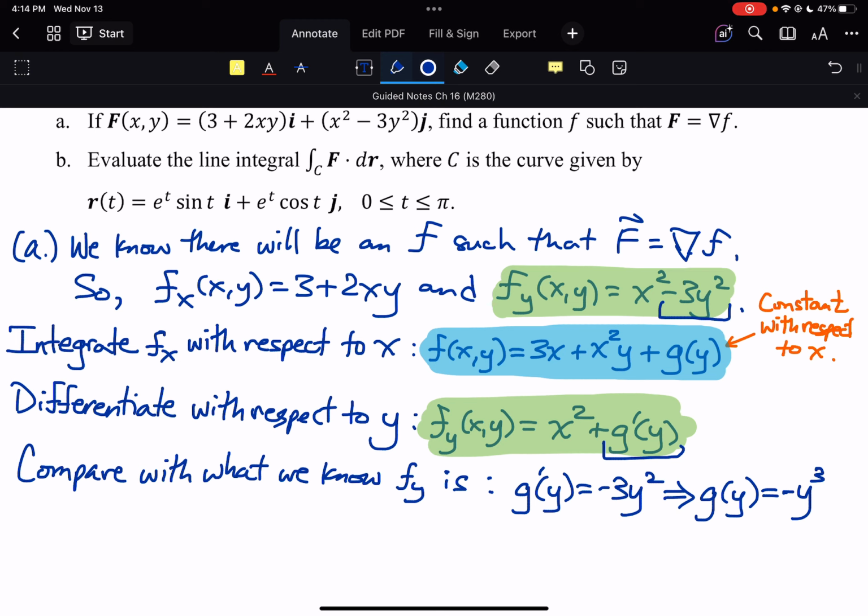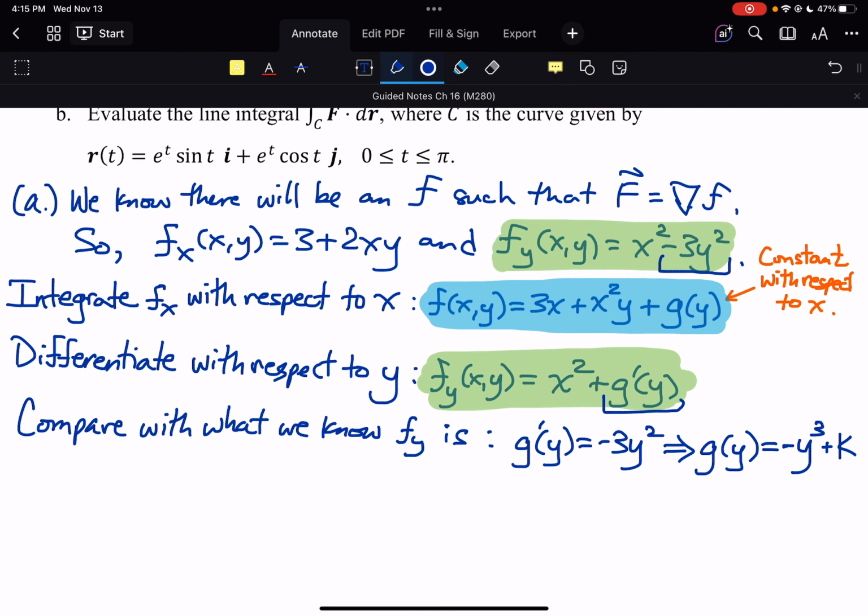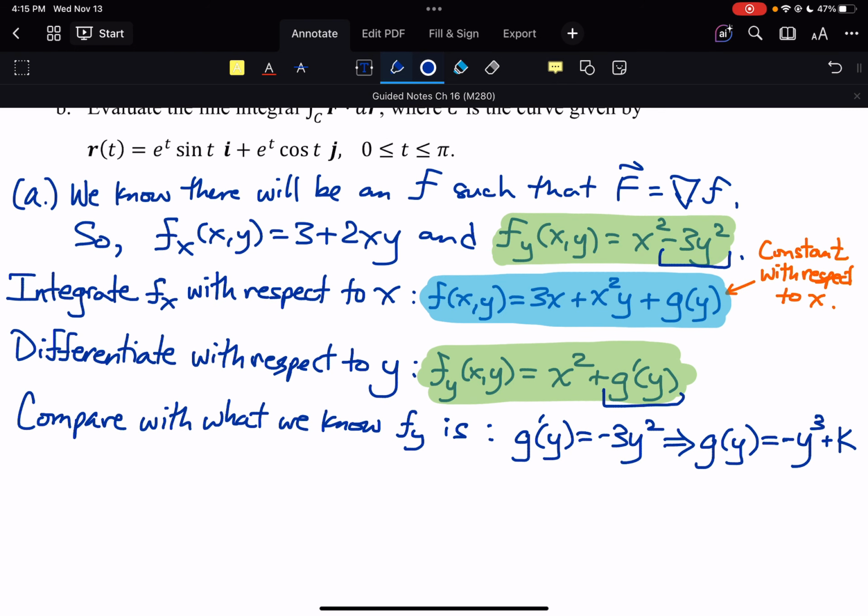Right? If we take its antiderivative, and we do need to add the constant here because there could still be a constant we don't know about. Instead of using c, we don't really use c as much in these types of problems because c is already kind of set aside for the curves. So we'll use k a lot for the constant. Right? So that was the missing piece.